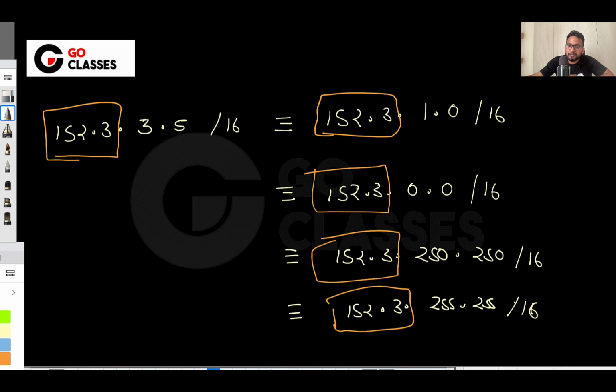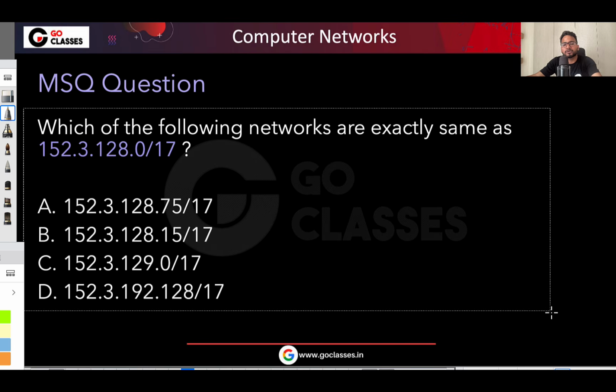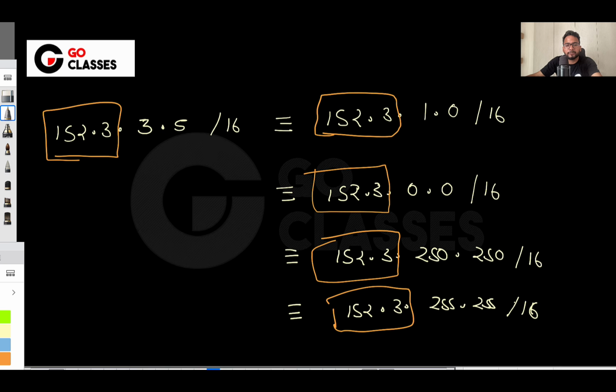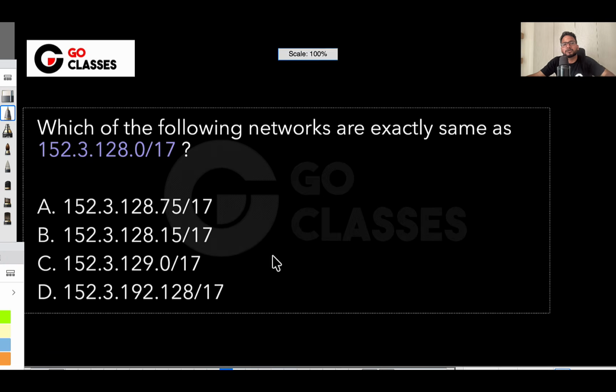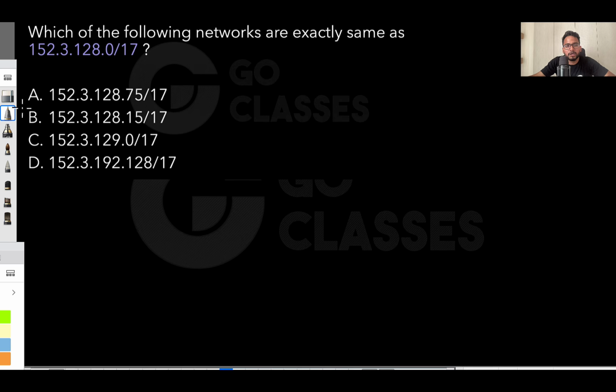Now they're asking a similar question. They're saying instead of slash 16, it is slash 17. That's the only difference, right? So let me take this question on the next page and try to answer it. They are saying which of the following represent the same network. So see, it is slash 17, which means 17 bits must be fixed.